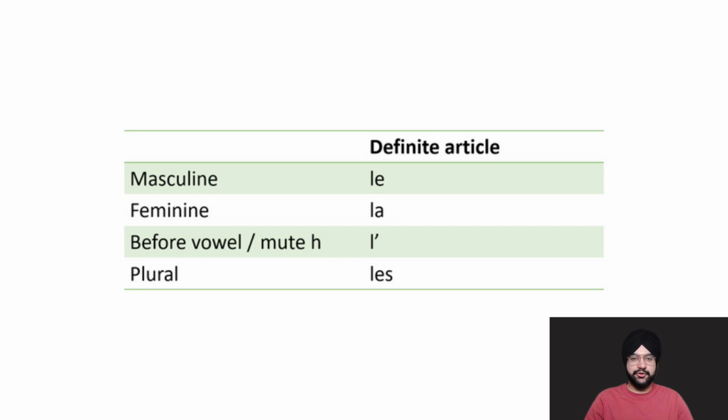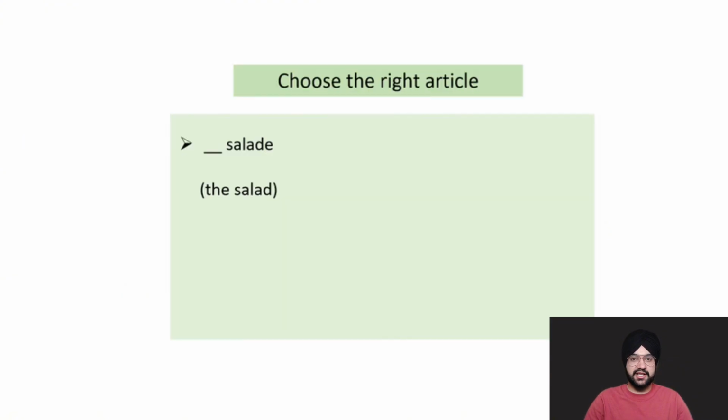But before beginning that, you need to know that most of the words which end with E are feminine. So when it comes to guessing the gender of the noun, most of the time this rule works. The word is salade, which means salad. Which article would we use here? La salade.